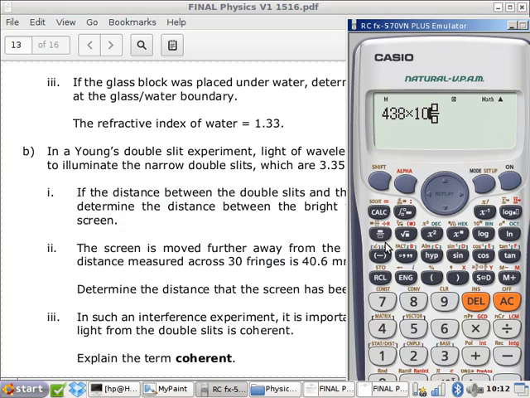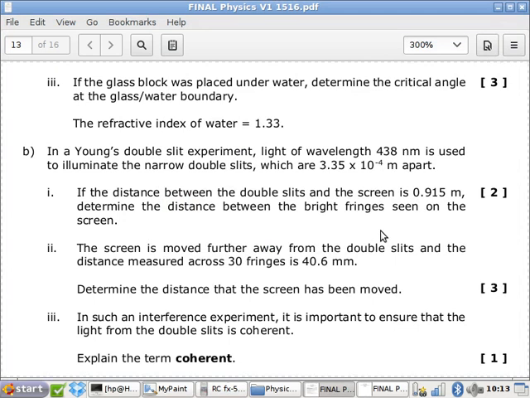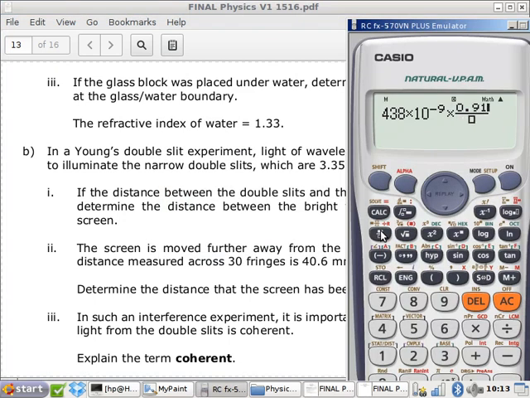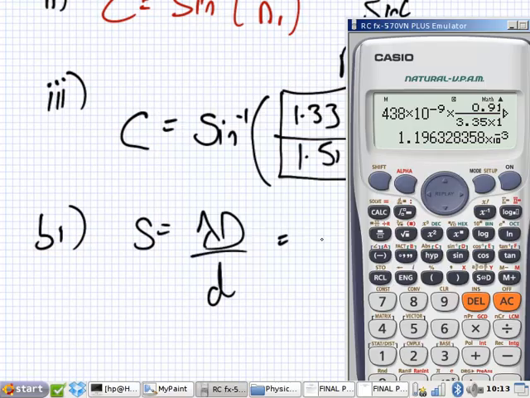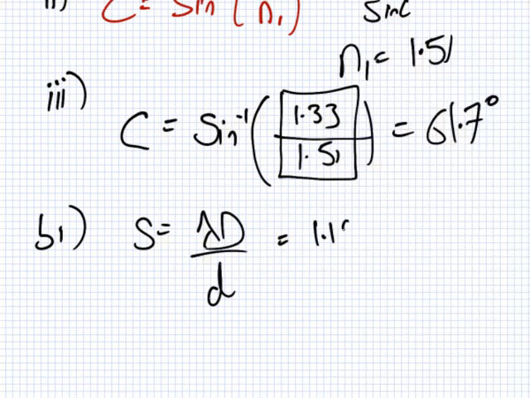438 nano times 0.915 over 3.35 times 10 to the power of minus 4. Answer: 1.2 millimeters. 1.196. 2.